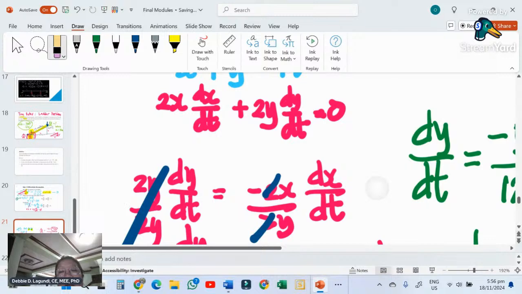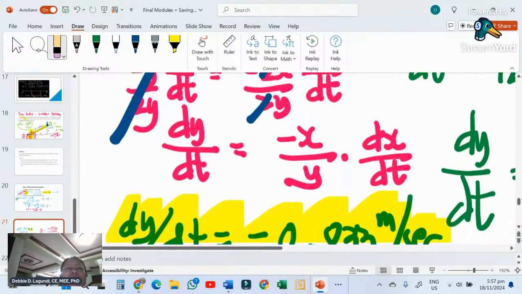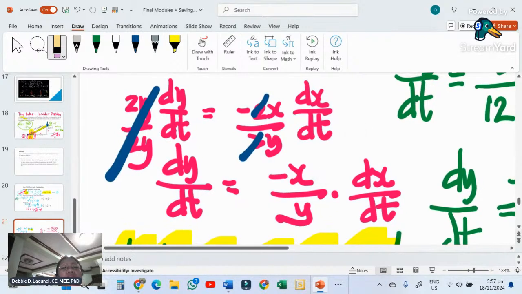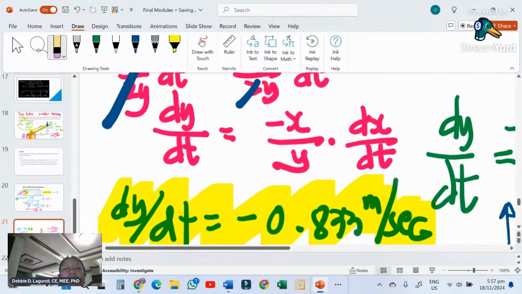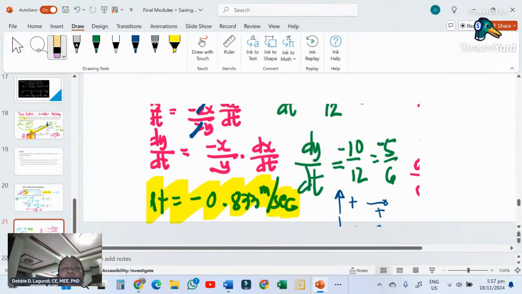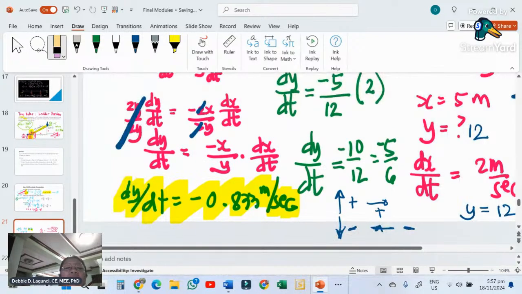So this one, dy over dt, is the one unknown. If that's the one unknown, you have to simplify your implicit differentiation into dy over dt is equal to the other three variables, x, y, and the derivative dx over dt, and substitute. Now, in the substitution, either x or y will be given. If x is given, then find for y. If y is given, then find for x.